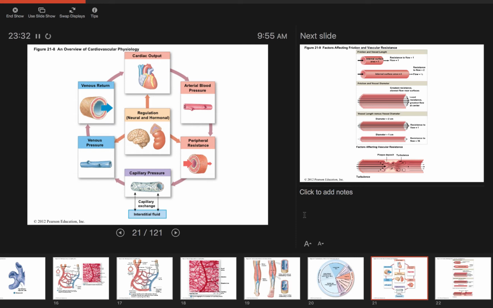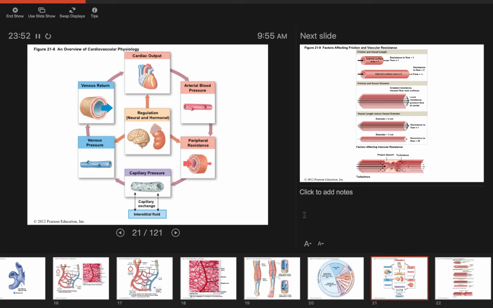And with physiology, one of the things we talk about is blood flow. Blood flow is how fast the blood is moving through a vessel. All right, so what would give the blood its speed to begin with? The heart, right?